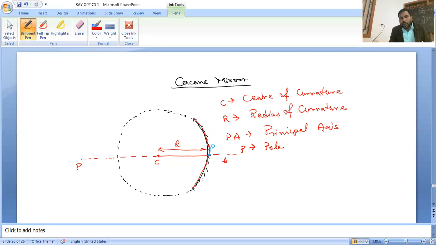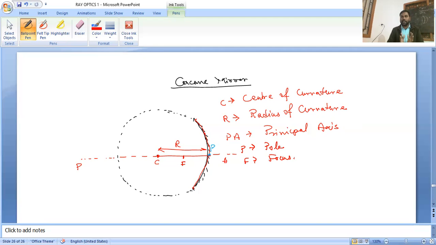And the center point of the pole, this is the pole and this is the center of curvature. The midpoint of the radius, the center point between the center of curvature and the pole. So this is the radius and the midpoint is known as focus F. We will define focus in a very interesting way when we discuss the ray diagrams of this mirror, the classical definition of focus.